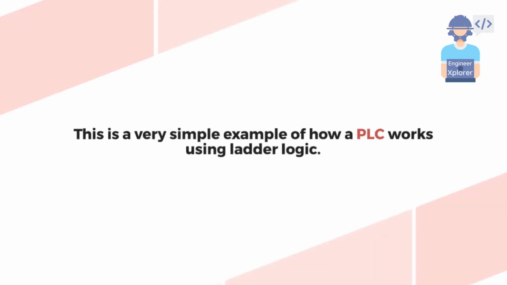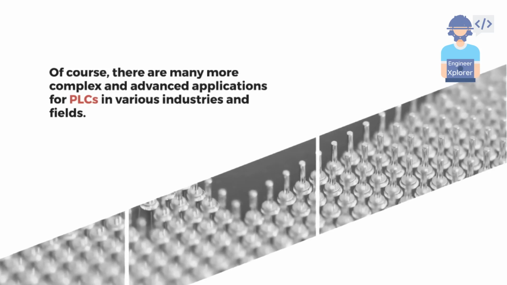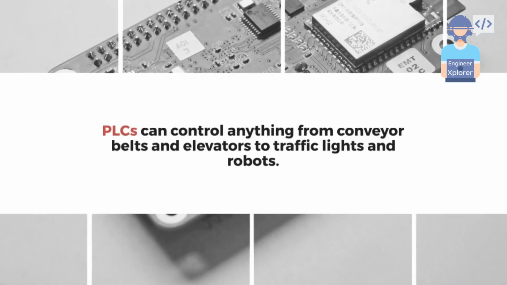This is a very simple example of how a PLC works using ladder logic. Of course, there are many more complex and advanced applications for PLCs in various industries and fields. PLCs can control anything from conveyor belts and elevators to traffic lights and robots.